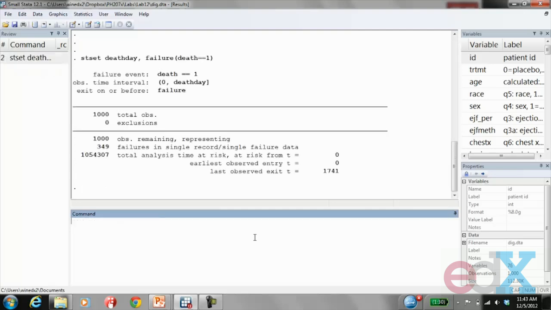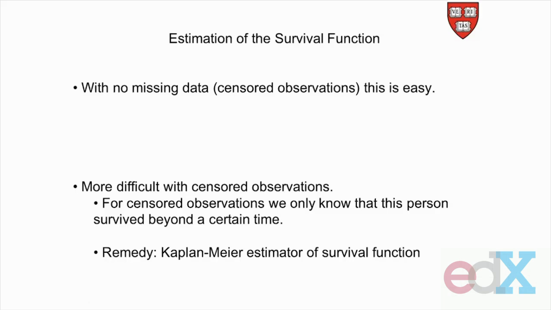Now hit enter. Now what this command does is it tells Stata, hey, Stata, I have survival data, stset, and my time variable is deathday, and death is my censoring indicator, where a value of 1 is a failure. Now after you run this command, Stata will print out some descriptive statistics that you can browse at your leisure.